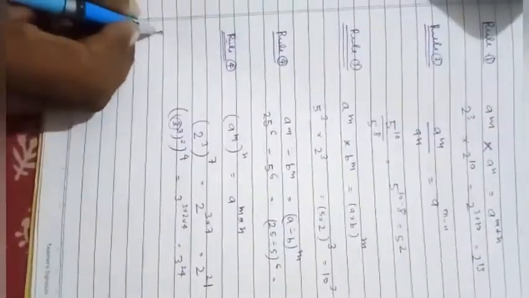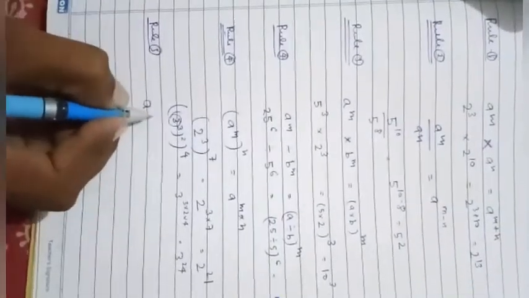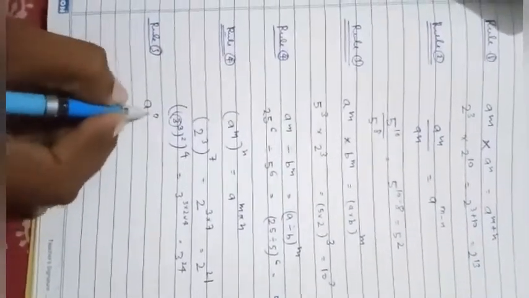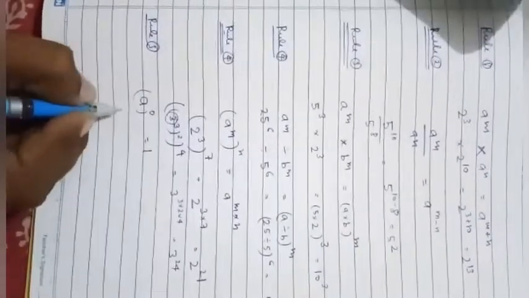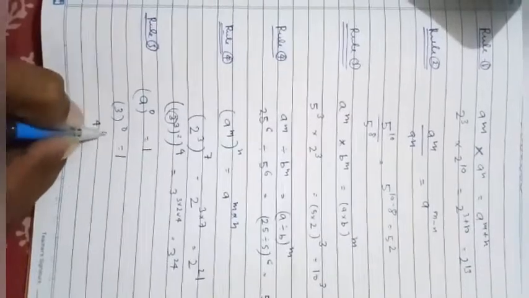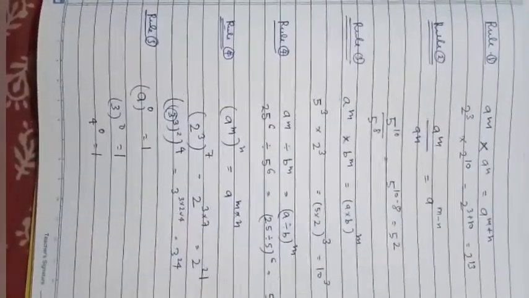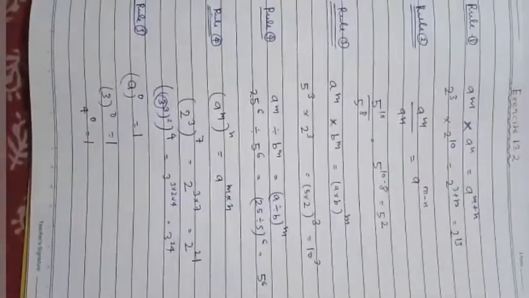The last rule is rule 5. If you are having any base and the power is 0, then answer would be 1. Suppose 3 raised to 0, then answer would be 1. 4 raised to 0, then answer would be 1. So this was the explanation of all the rules which you have to use in exercise 13.2.